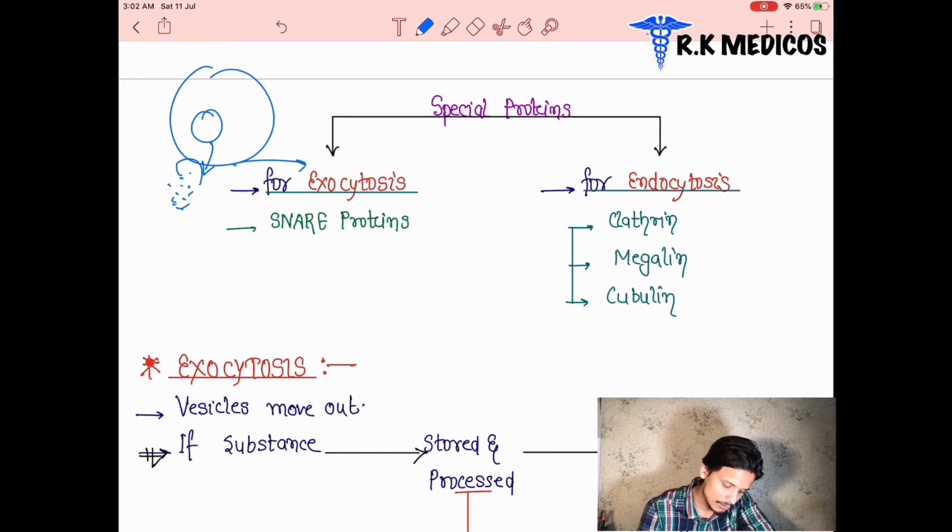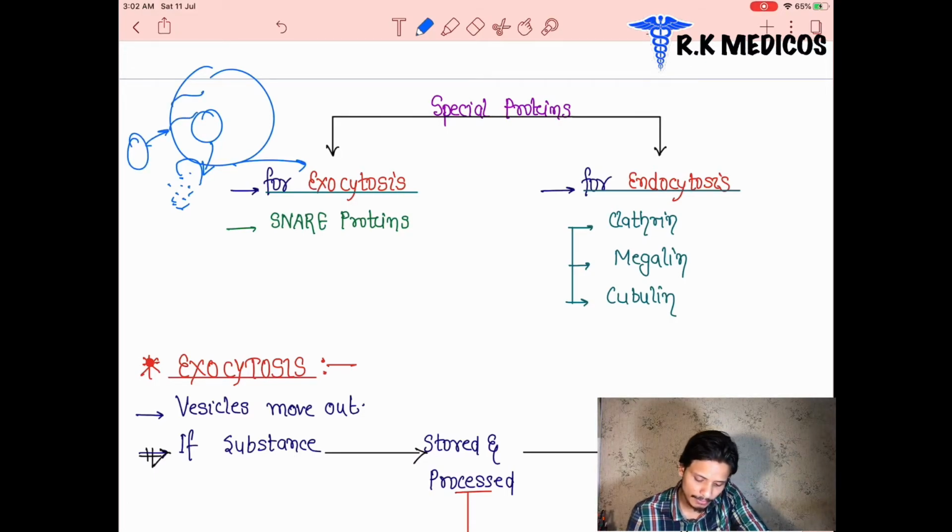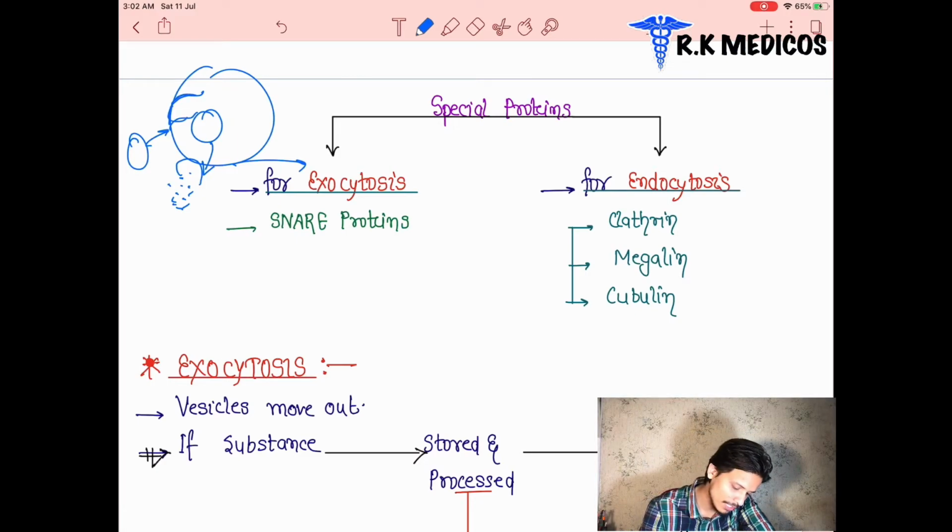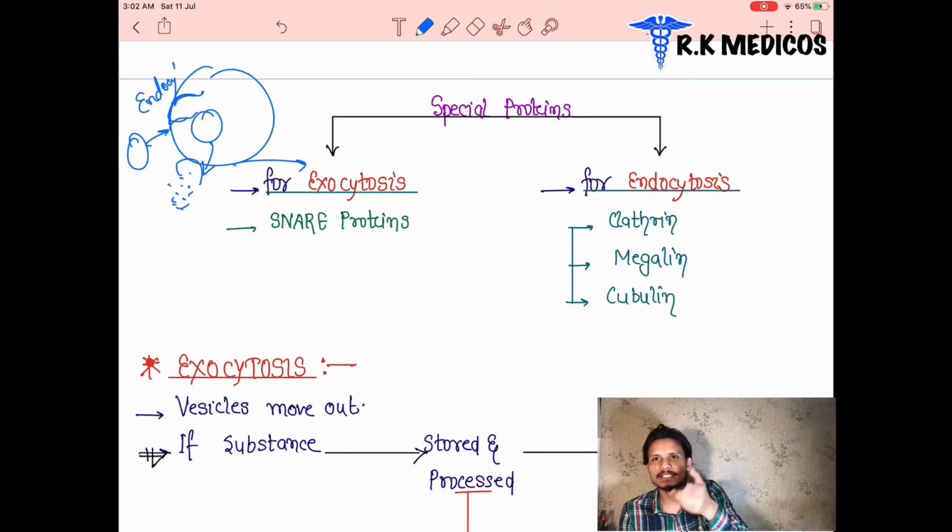Suppose that some molecules are moving from outside to inside the cell, and the movement inside the cell is by vesicles. This process is called endocytosis. When molecules move from outside to inside the cell in vesicles, that's endocytosis; the movement outside is exocytosis.